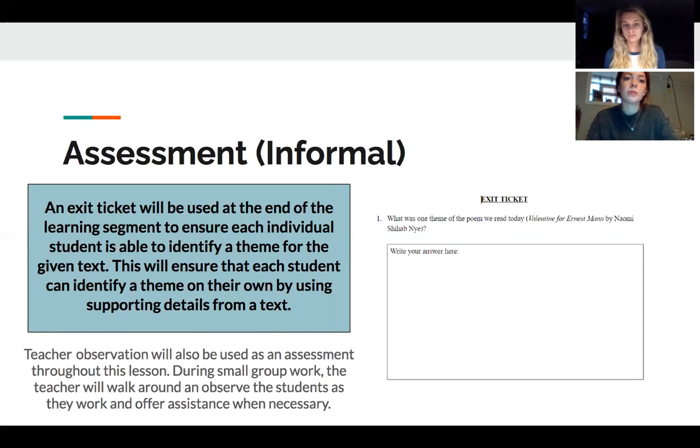Also, the teacher will use observation throughout the lesson as an assessment, especially during small group work. The teacher will walk around and observe the students as they work with their peers and offer assistance or guidance when it is necessary.